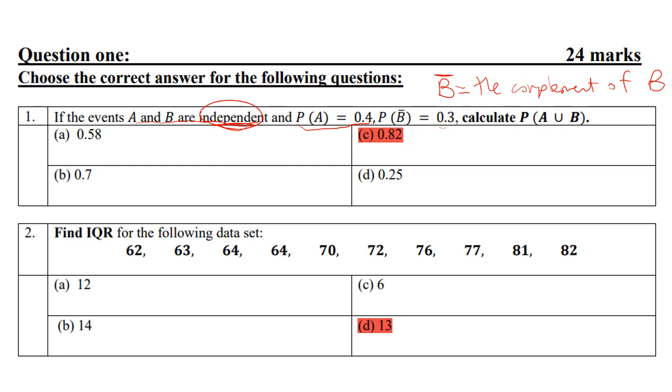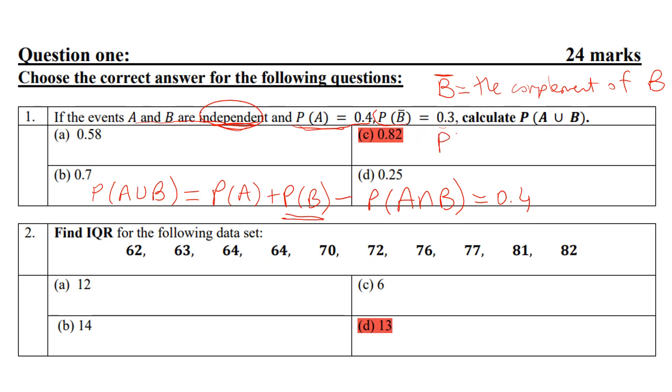Now, let's remember the addition rule here. The probability of A union B is equal to the probability of A plus the probability of B minus the probability of A and B, or A intersection B. Now here, the probability of A is given explicitly. This is 0.4. And when we look here, the probability of B is not given, but instead we have the probability of the complement of B.